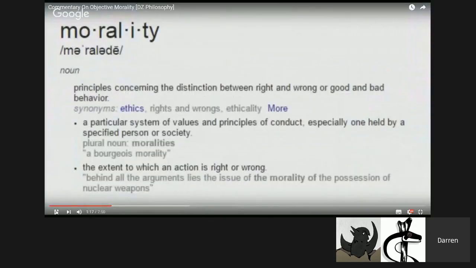Now, before we go on, we're going to take another look at morality. Principles concerning the distinction between right and wrong, or good and bad behavior. If you look at the first bullet right under it, it says a particular system of values and principles of conduct. Not just principles, values and principles. And that values thing is going to be very important, and you'll see why. Yeah, of course, because it's subjective. Values within itself is subjective.